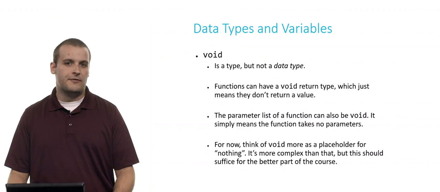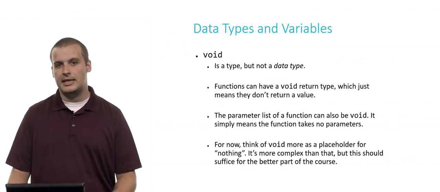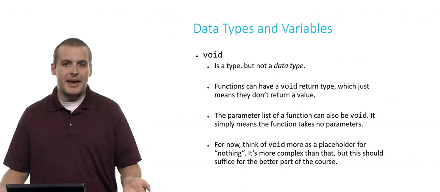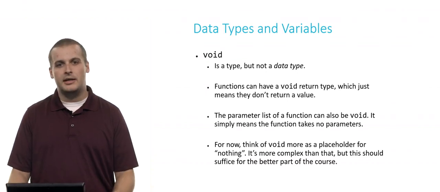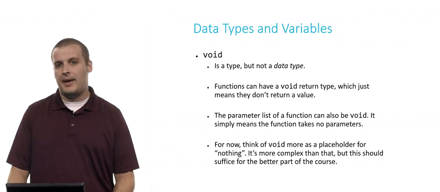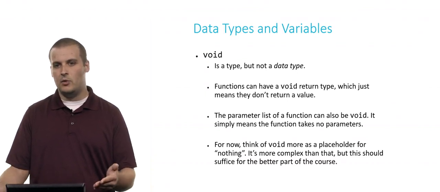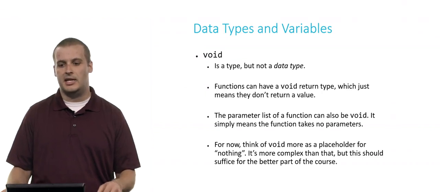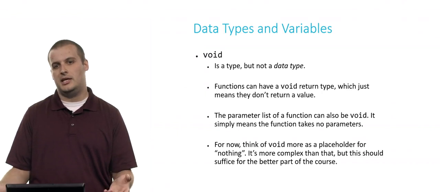The parameter list of a function can also be void, and you've also seen that quite a bit in CS50 too. Int main void, does that ring a bell? Basically what that means is that main doesn't take any parameters. There's no arguments that get passed into main. Now later on we'll see that there is a way to pass arguments into main, but so far what we've seen is int main void. Main just doesn't take any arguments, and so we specify that by saying void. We're just being very explicit about the fact that it doesn't take any arguments.